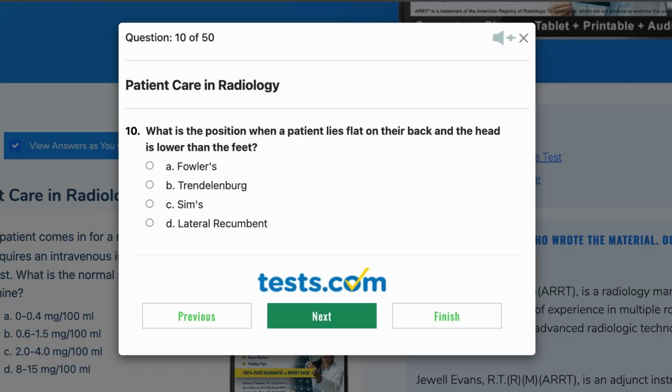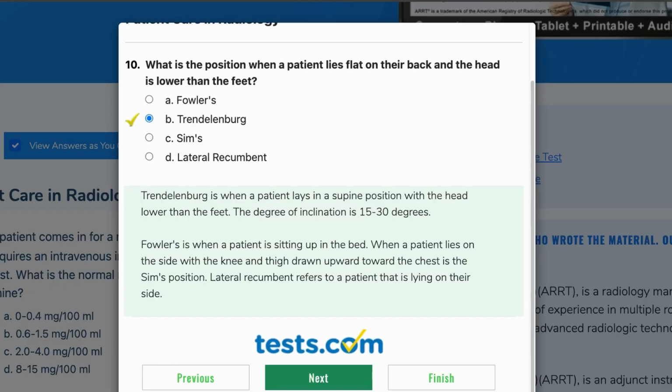Question 10. What is the position when a patient lies flat on their back and the head is lower than the feet? A. Fowler's, B. Trendelenburg, C. Sims, D. Lateral recumbent. B. Trendelenburg. Trendelenburg is when a patient lays in a supine position with the head lower than the feet.